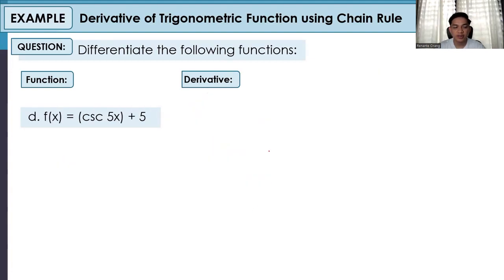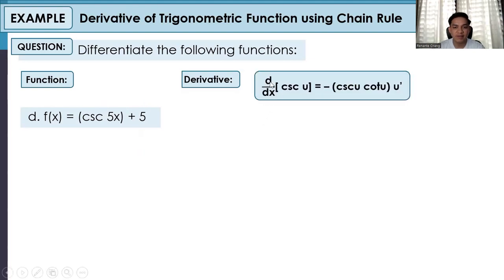Letter D, or our fourth example, we have the function of x is equivalent to open parenthesis of cosecant 5x close parenthesis plus 5. So ibig sabihin class, nakaseparate sila, so we will be using sum and difference rule. Ibig sabihin, we just need to differentiate them individually. So for our first part, gagamit po tayo ng formula which is the derivative of cosecant u is equivalent to negative open parenthesis of cosecant u cotangent u close parenthesis u prime.